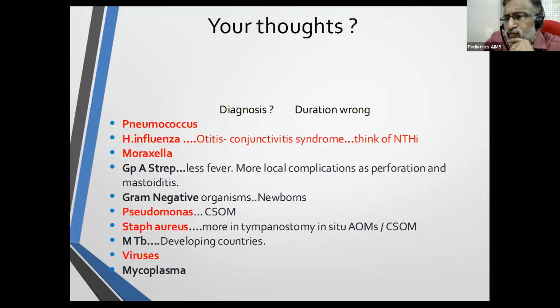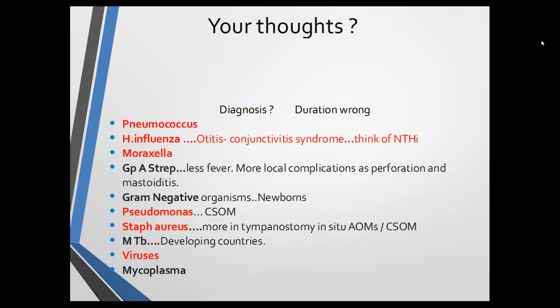Okay Bala, what about the choice of antibiotic that he has selected? Yes sir, I'm coming to it. In this case, pneumococcus, H. influenzae, Moraxella are the common organisms, so everybody knows amoxicillin is the drug of choice. In this case, cefixime has been started. There's a general saying that cefixime is for all infections below the diaphragm. So in this case, the antibiotic choice also is wrong.